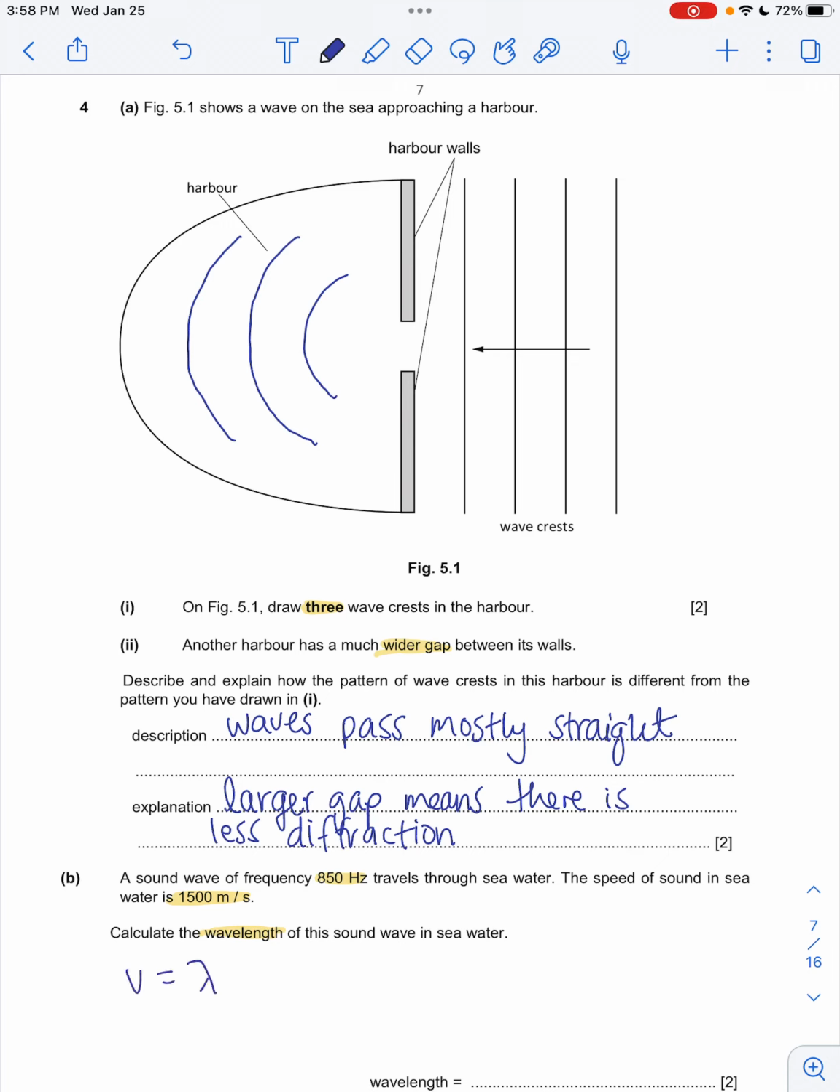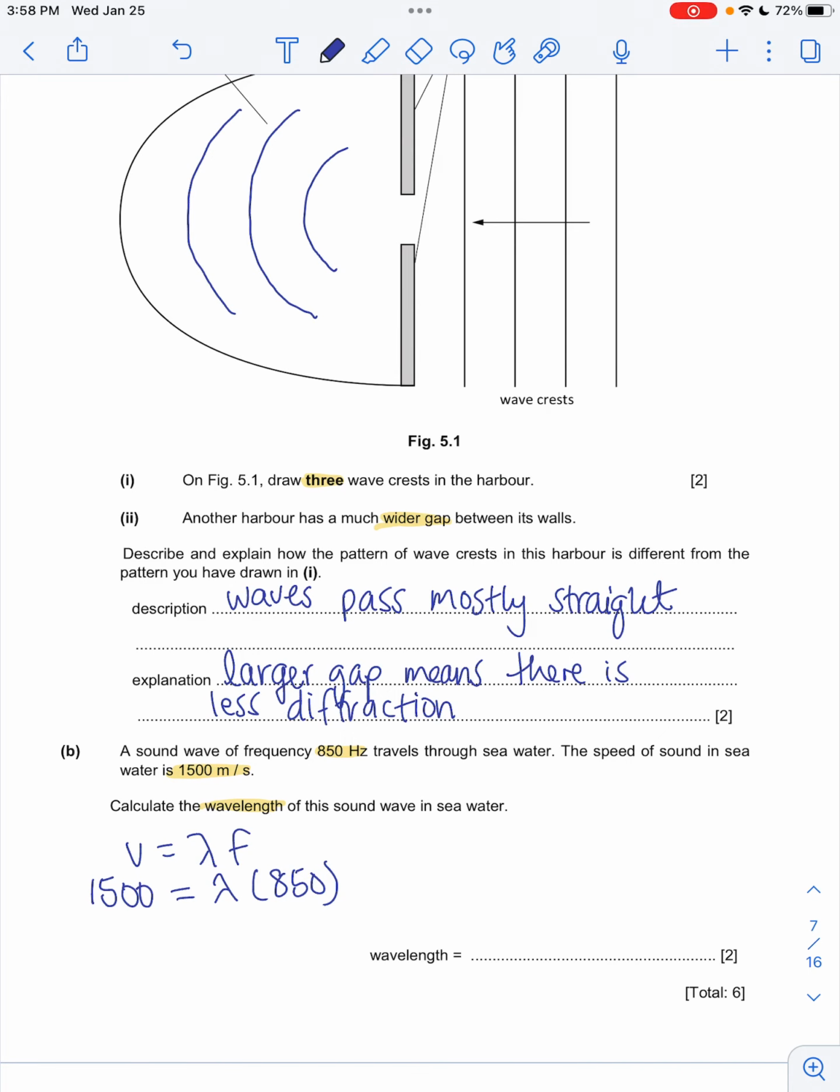That's speed equals frequency times wavelength. I've written it backwards to what I've said, but same thing. Then I'm just going to put in what I know. I know my speed, I don't know my wavelength, and I know my frequency. Now I'm just going to solve for lambda. So that's 1500 divided by 850, and I end up with a wavelength of 1.8. Because it's wavelength, I'm looking at units of meters. And there's your 2 marks: just showing the work using the equation and getting the right number with the right units.